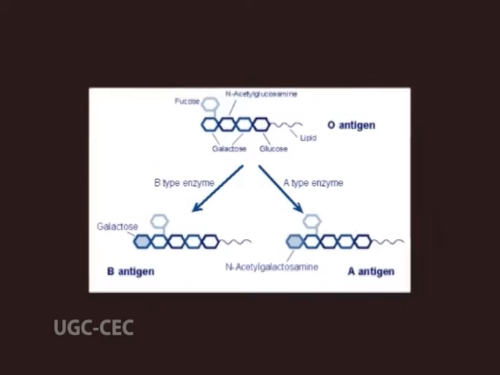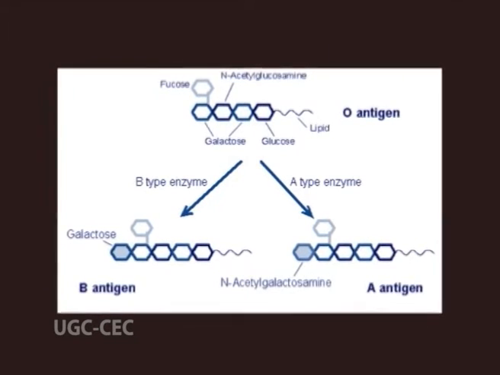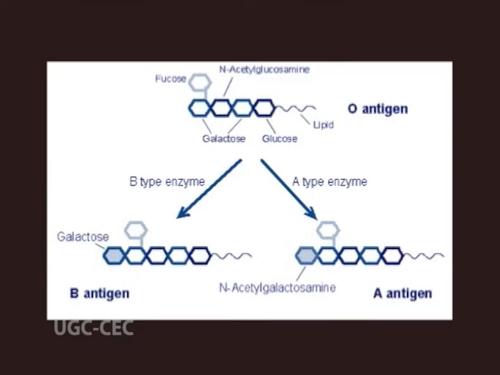The O antigen, which determines the O blood group, is the basic polysaccharide whose structure is shown here. A specific enzyme adds an N-acetyl galactosamine residue to the terminal sugar of the O antigen, giving rise to the A antigen present in A group individuals. Another enzyme that adds a galactose residue to the terminal sugar of the O antigen yields the B antigen, as can be seen in the diagram shown here. The detailed structure of these blood group antigens are shown in the next figure.